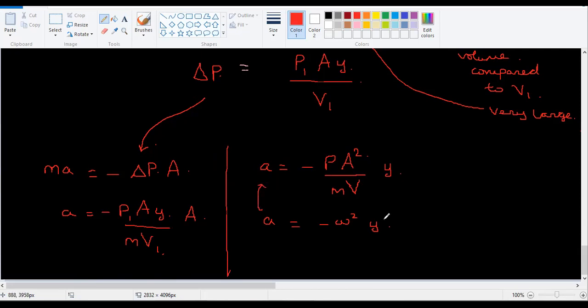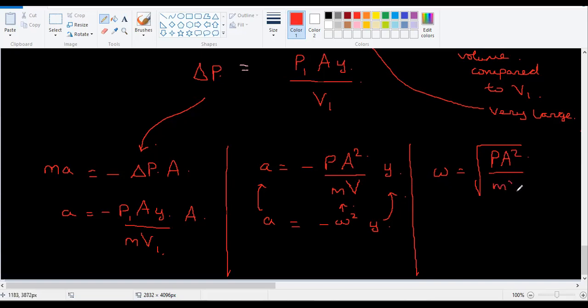Thank you. You see, in each and every derivation, we will follow the same methodology. Calculate the restoring torque and then use the system concepts. And then omega square is equal to pa square divided by mv. Okay, very good. So omega is equal to square root of pa square by mv.